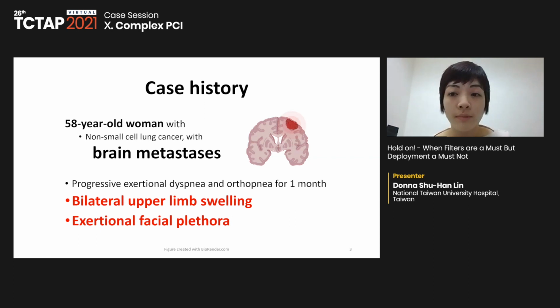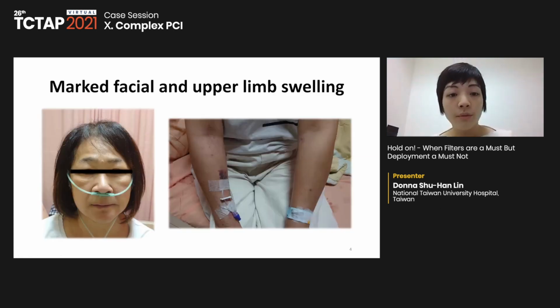So this patient is a 58-year-old woman with a history of non-small cell lung cancer. Significantly, she had brain metastases prior to this admission. And this time she was admitted with progressive exertional dyspnea and orthopnea for 1 month. She also had significant bilateral upper limb swelling and exertional facial plethora. So from these photos, you can see that her face and her upper limbs were markedly swollen.